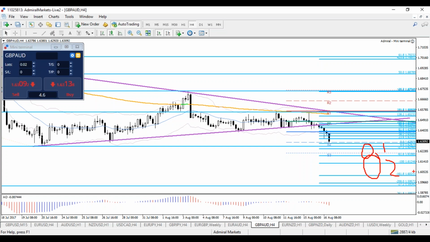Yeah, that's, I think, looking at most of the major crosses at the moment. Does anyone have anything else in mind?